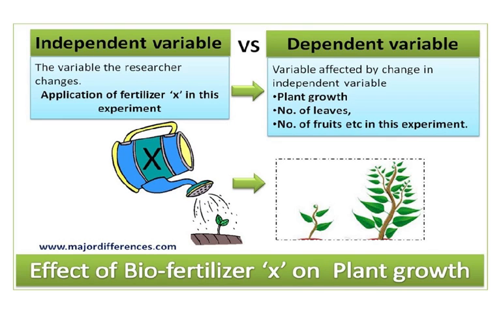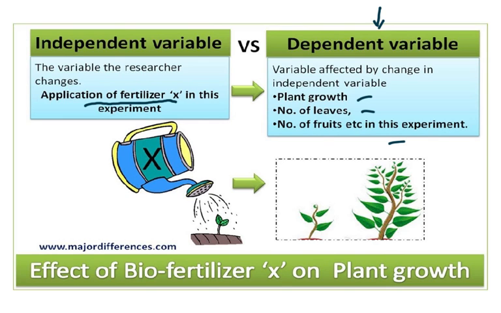I, independent, which I am going to change. What are you going to change? In this picture that you've seen, we are applying the fertilizer X in this experiment. So that is the independent variable. What are we measuring? We are measuring the result of it, which is the dependent variable, the variable affected by the change in the independent. So if you put more fertilizer, more growth, more number of leaves, more number of fruits.